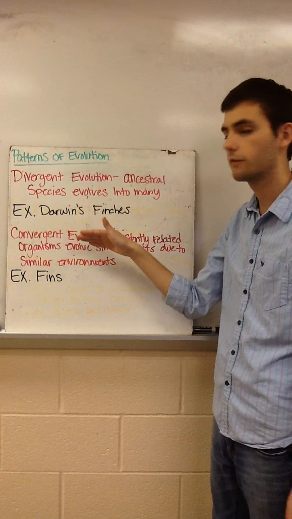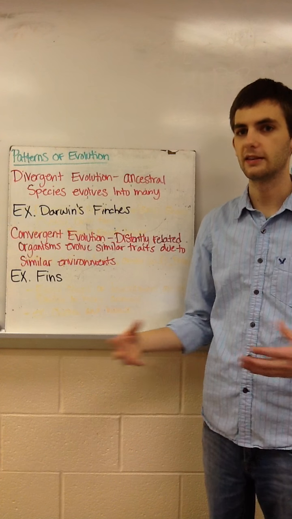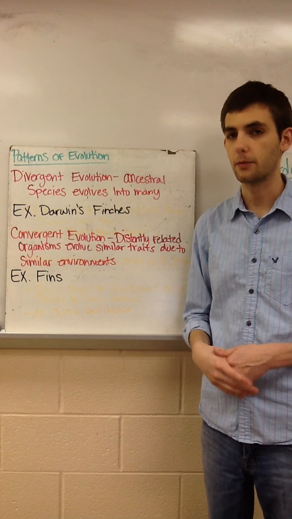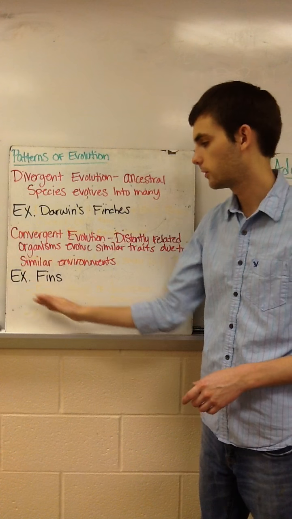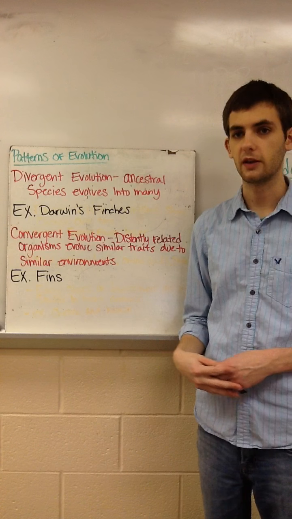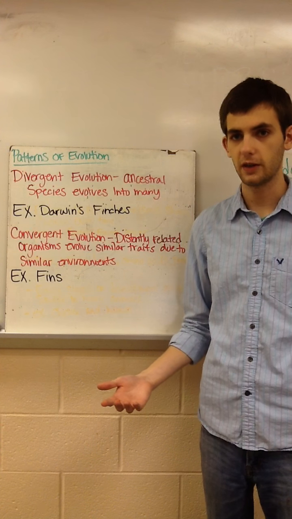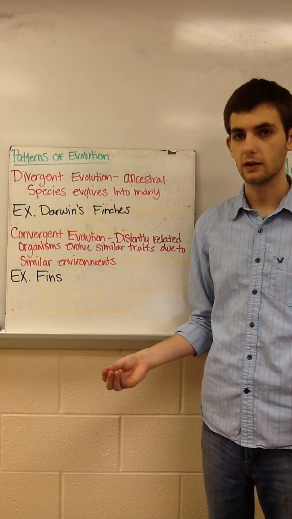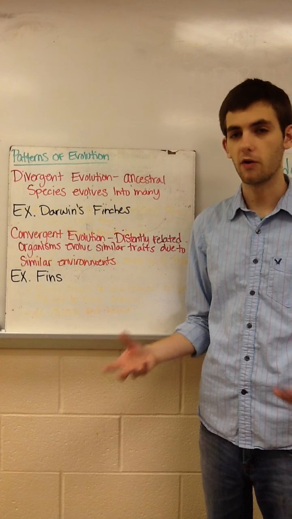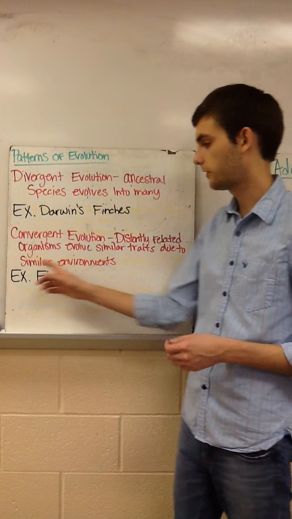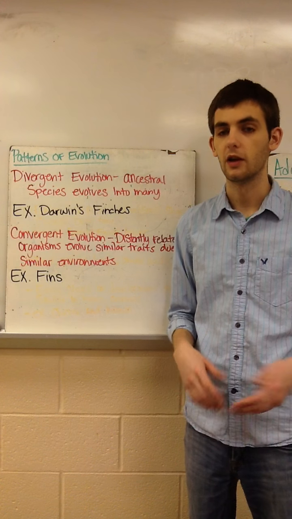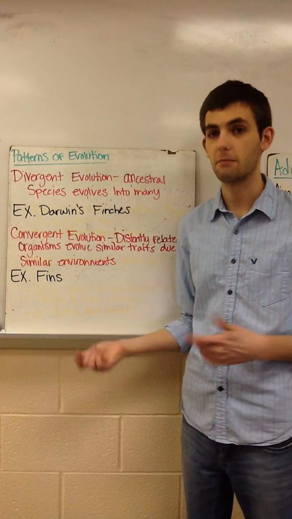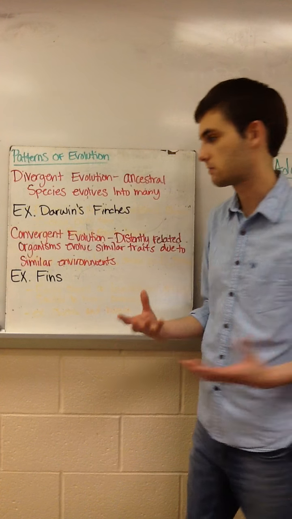The second type is convergent evolution, and this is when distantly related species evolve similar traits due to similar environments. And an example would be fins. If you take the fin of a shark compared to the fin of a fish, they are different species, but they have evolved from the same environment. Also, the fin of a shark compared to the fin of a dolphin. A shark is a cartilaginous fish, and a dolphin is a mammal. They both have fins that do the same thing.